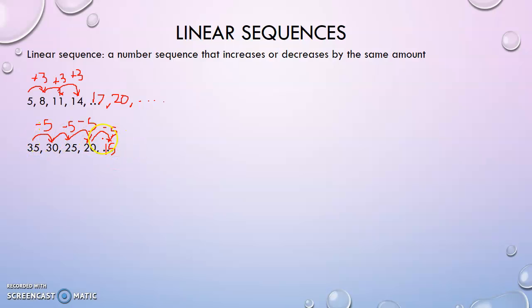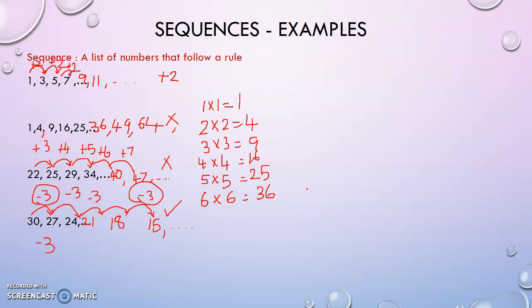So the number is obtained by decreasing the same amount. 5 reduce ചെയ്തിട്ടാണ് അടുത്ത നമ്പർ ഫൈൻഡ് ചെയ്യണത്. So we are reducing it by the same amount. ഇവിടെ we are increasing by the same amount. So sequences that increase or decrease by the same amount ഇനെയാണ് നമ്മൾ linear sequences എന്ന് പറയുന്നത്. I hope linear sequences are clear to all of you.